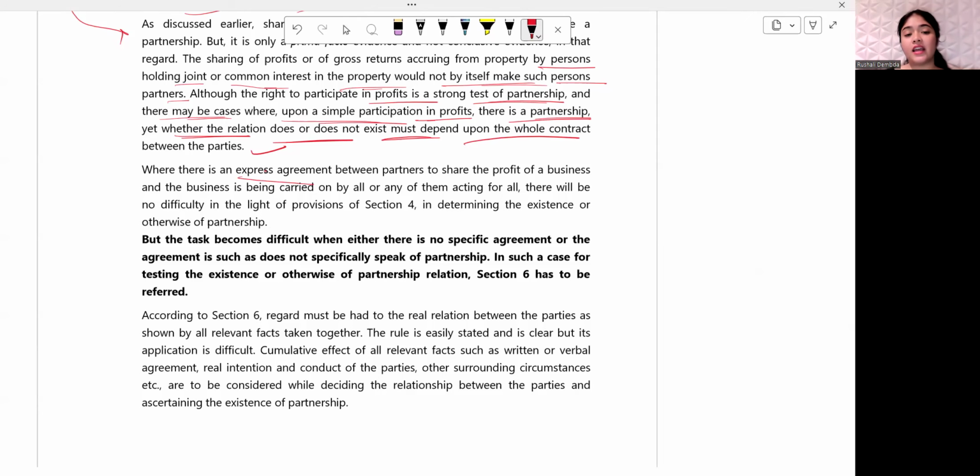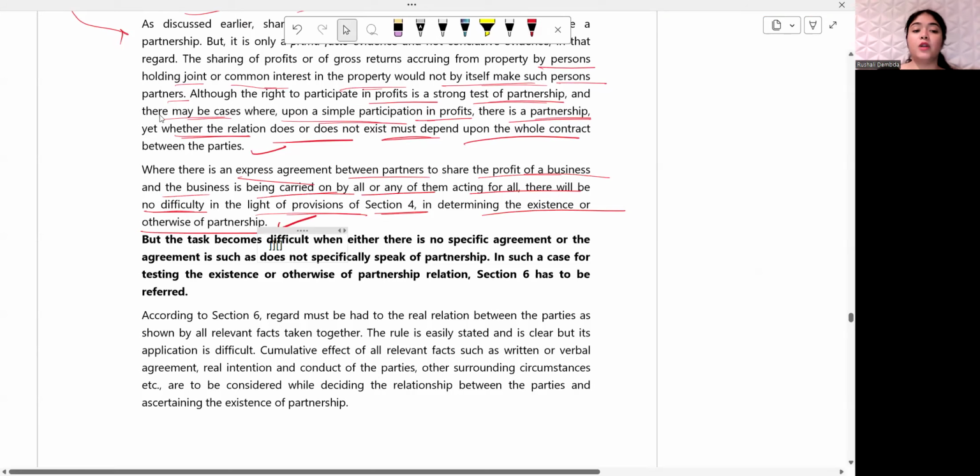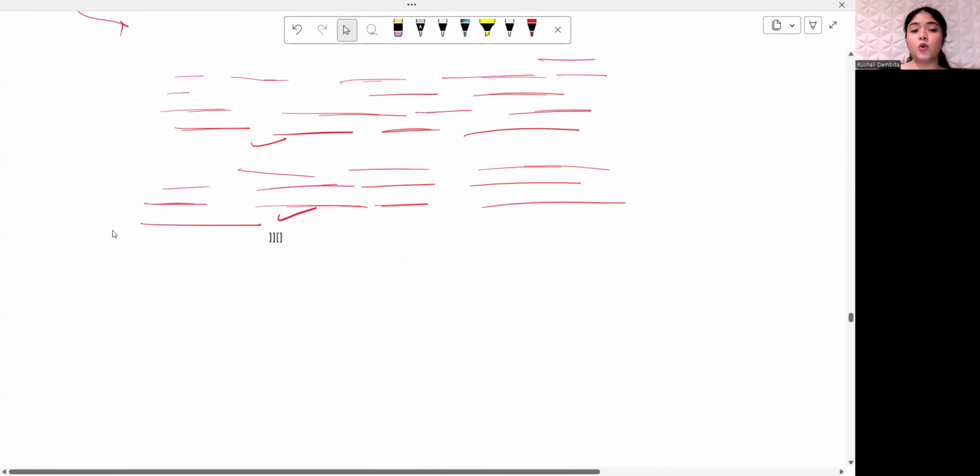Where there is an express agreement between partners to share the profit of a business and the business is being carried on by all or any of them acting for all, there will be no difficulty, in the light of provisions of section 4, in determining the existence or otherwise of partnership. So they have just repeated the definition over here, that if there is an express agreement, a written or an oral agreement between the partners, then you can't say that they are into other business. They are definitely into the partnership business because they are agreeing to carry on the business, and they are agreeing to share the profits of the business.